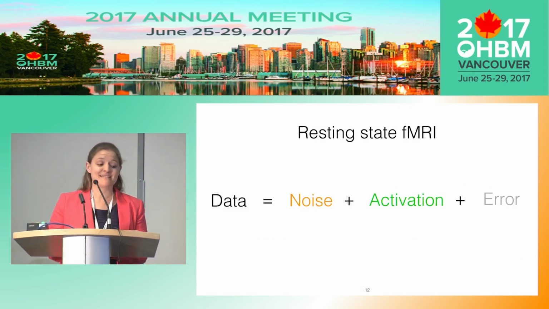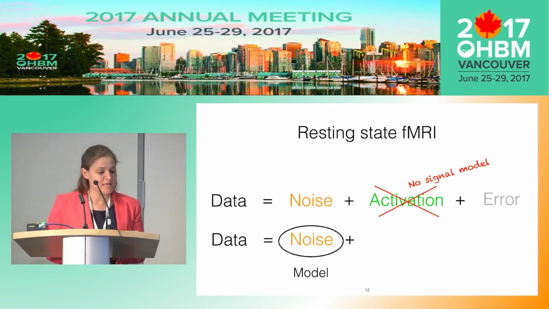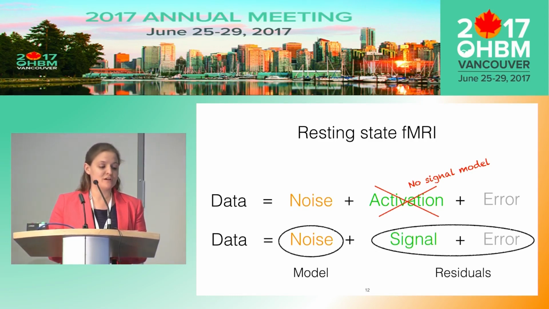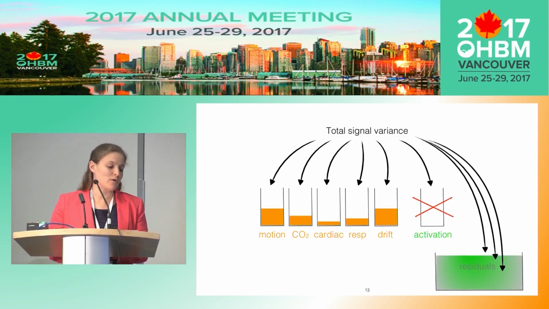What happens with resting state fMRI? Well, here we don't have a signal model. All we have is our noise model. What that means is that the residuals to the fit include our signal of interest. So again, looking at it this way, your total signal variance will be divvied up, but we do not have a model of activation. So now we see the following, where our residuals are again very, very large and include our signal of interest.